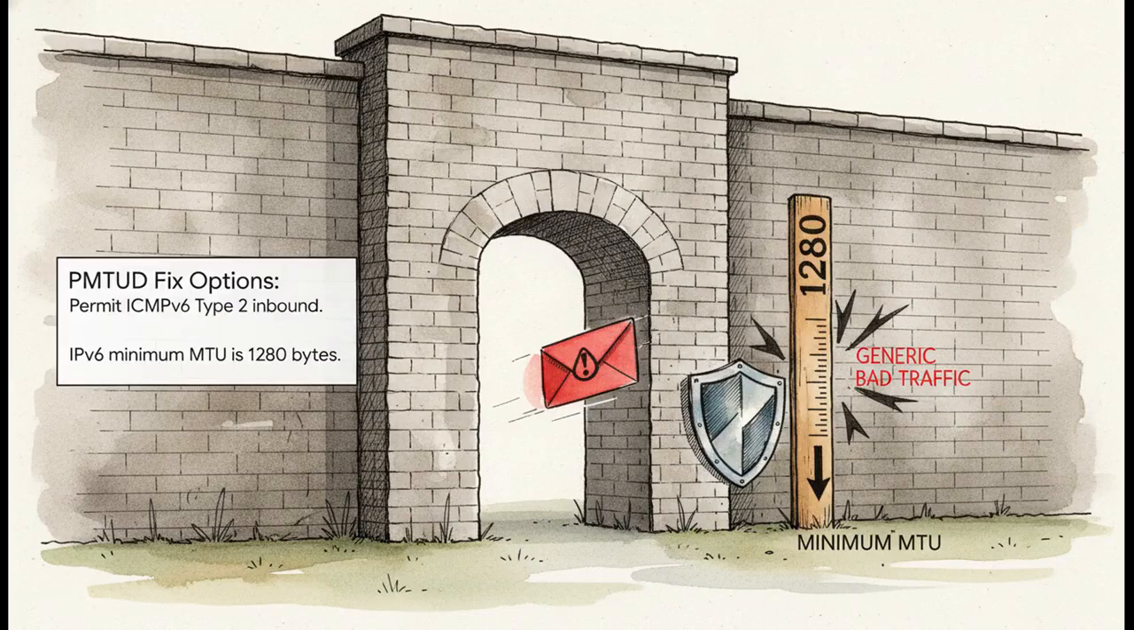So how do we cure the symptom? Well, your primary fix is that you absolutely must explicitly permit ICMPv6 Type 2 inbound through all your firewalls. Alternatively, you can configure TCP MSS clamping on your router. But listen, the golden rule here is that the absolute minimum MTU for IPv6 is 1280 bytes. Never, ever configure anything lower than that. And if you want to confirm you've got a PMTUD issue in the first place, just run a small ping of 100 bytes and compare it to a large ping of 1400 bytes. If that large one drops, you've found your culprit for sure.